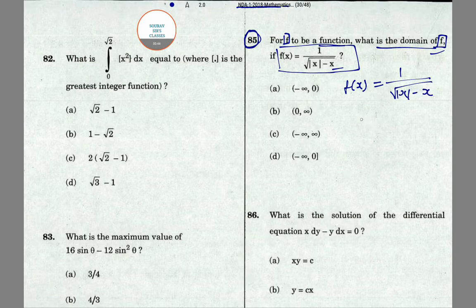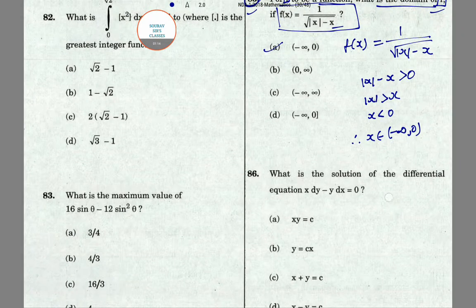Here we know modulus x minus x is greater than 0, so modulus x is greater than x. So here x is less than 0. Now we know x belongs to minus infinity to 0. So we can simply state x belongs to (minus infinity, 0). So option A would be the right answer for question number 85.